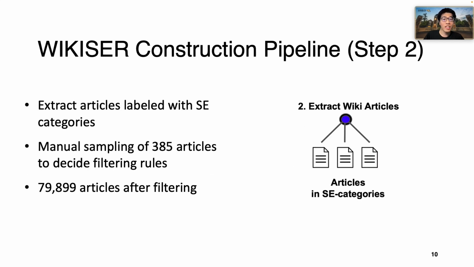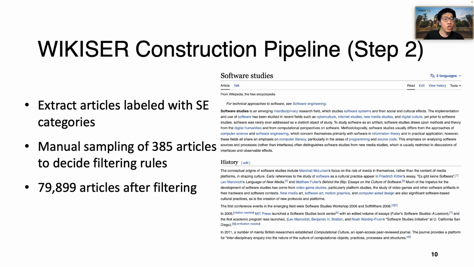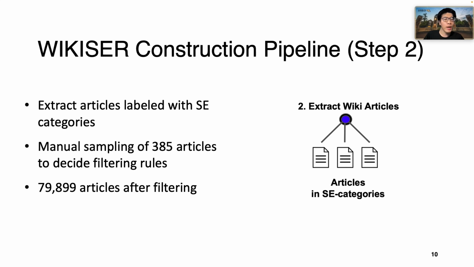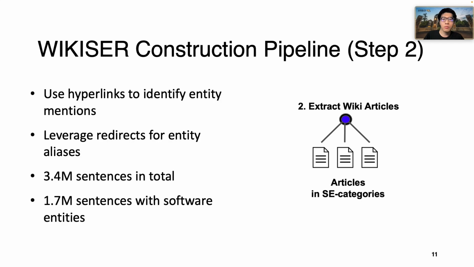In step 2, we extract wiki articles under the SE-related categories, filtering out non-SE-related articles such as software studies, which is shown in this picture. It does not refer to a specific software entity. We manually sample 385 articles to decide filtering rules and extract 80,000 SE-related articles after filtering. Then we extract the sentences in these articles and use hyperlinks on Wikipedia to identify entity mentions.